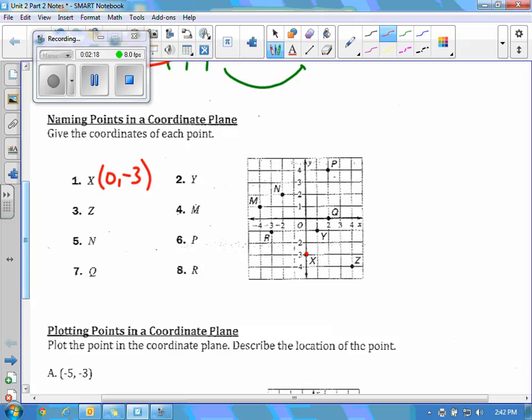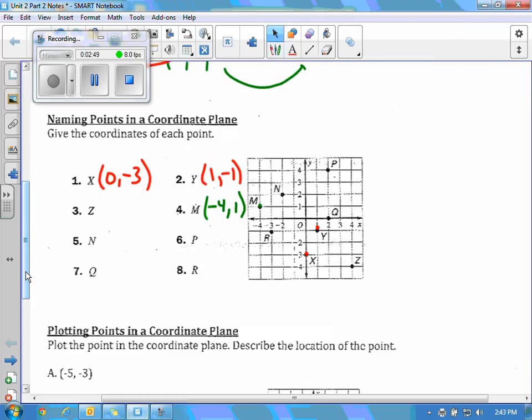For number 2, we have the y point, which is right here. Again, I go x first, I'm going 1 to the right, so that's a positive 1, and then I'm going down 1, which is a negative 1. Next up, I'm going to skip over to number 4, which is the m right here. Again, x value first, which is I go 4 to the left, so that's a -4, and then I go up 1, so that's a positive 1 on the y.